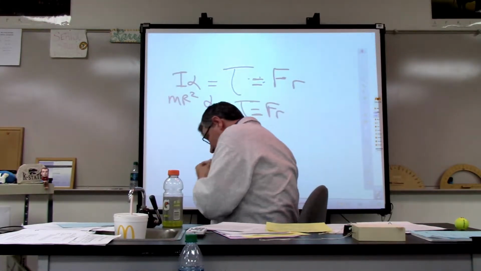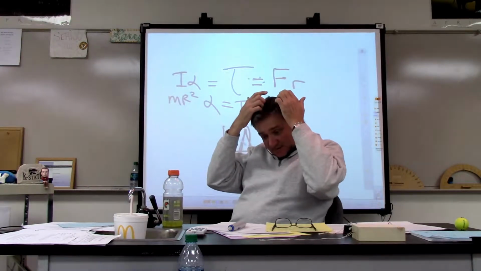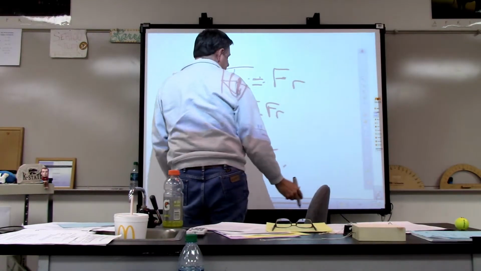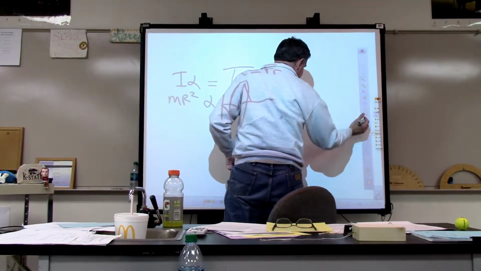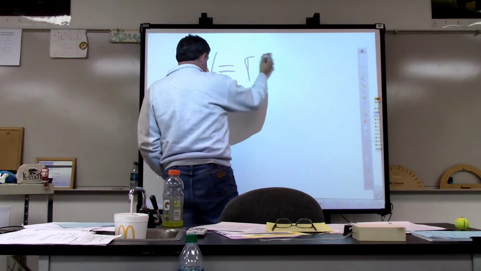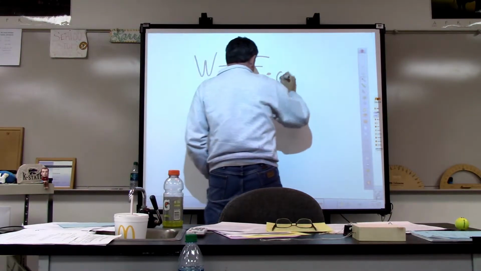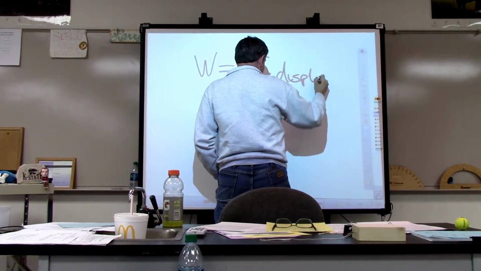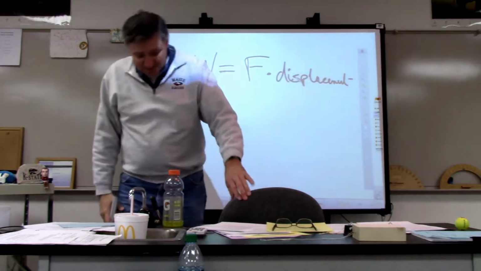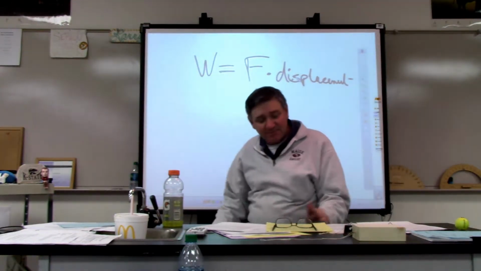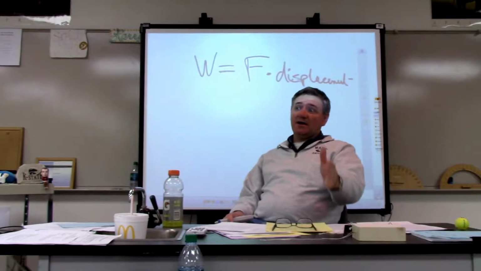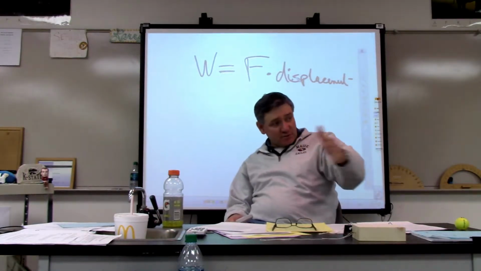Okay. All right. So work has a unique definition when it comes to physics. And there's two aspects that you have to keep in mind with work. The simple definition of work, and it's nothing complicated, is force times displacement. Now, this displacement is the distance through which the force acts. So there's two things that have to happen for you to do work. You have to exert a force, and something has to move in the direction of that force.